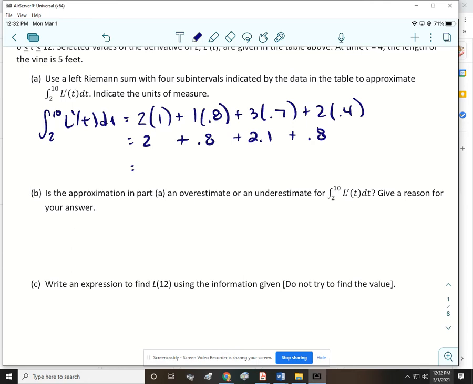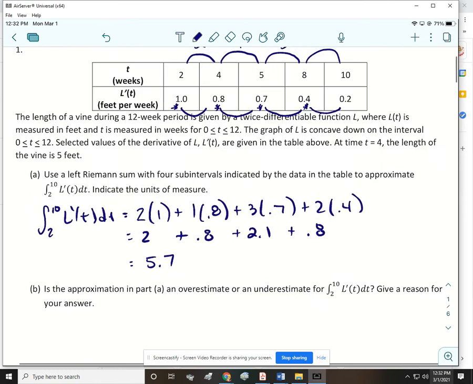So it looks like it's going to be 2.8 plus 2.9, which is going to be 5.7. And it asks you to indicate the units of measure. It is feet, good, because it was a feet per week and a week. And so when you do the integral, you multiply those together, so weeks cancel out. So it is just going to be feet.